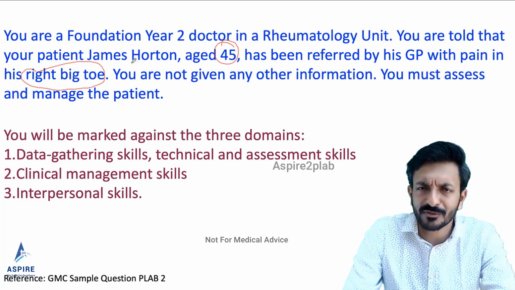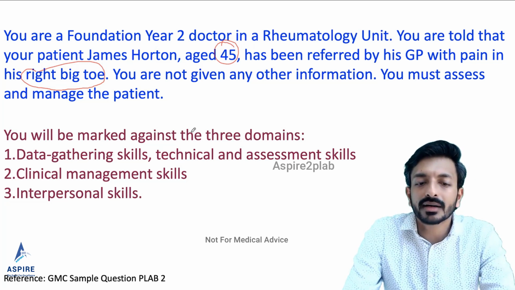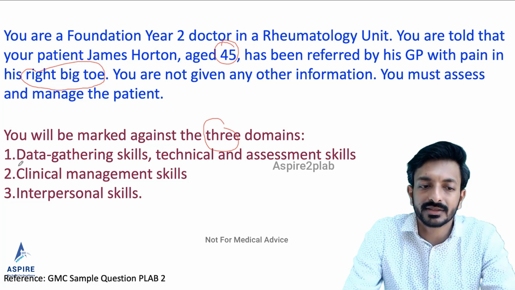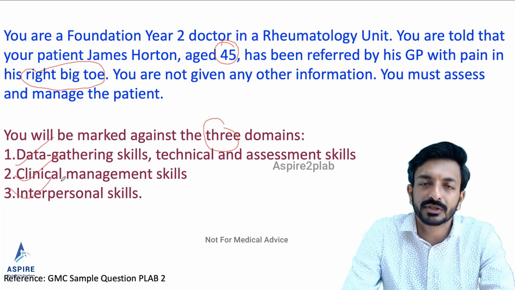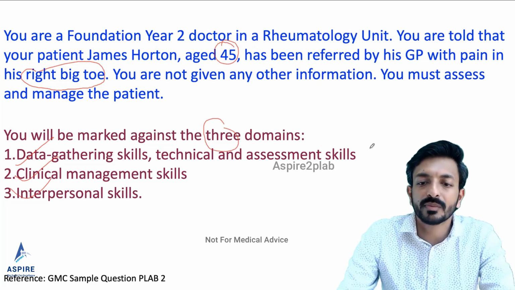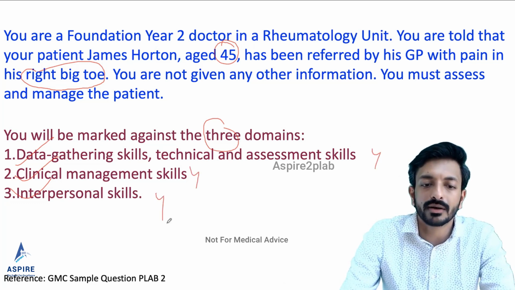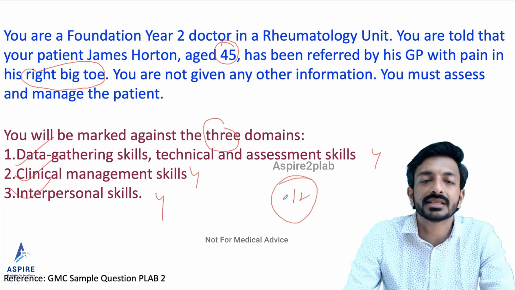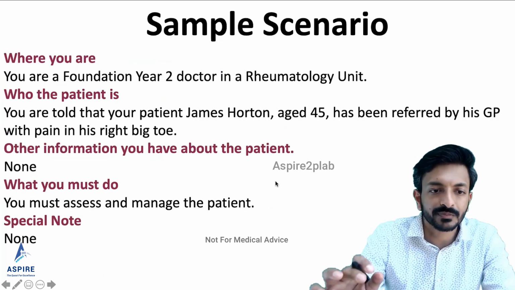So we just copy pasted from there. And you will be marked in PLAB2 under these 3 domains. One is data gathering, second is your clinical management, and third is your interpersonal skills. So it will be managed according to these 3 domains. Each domain will be having 4, 4 and 4. So 12 marks for each station, right?